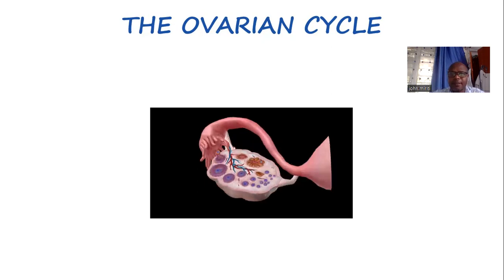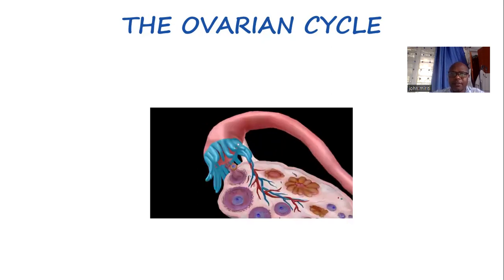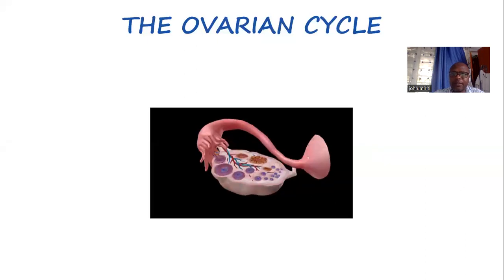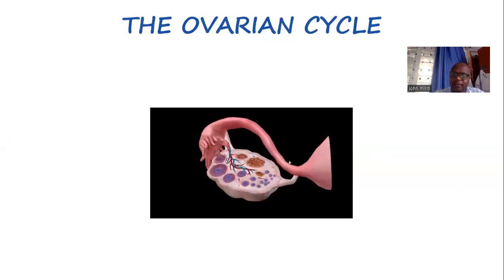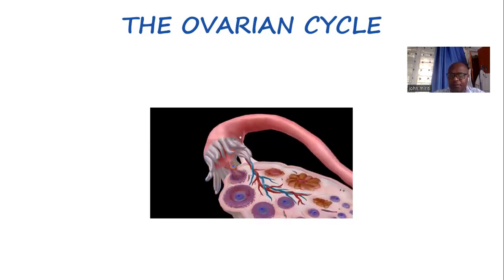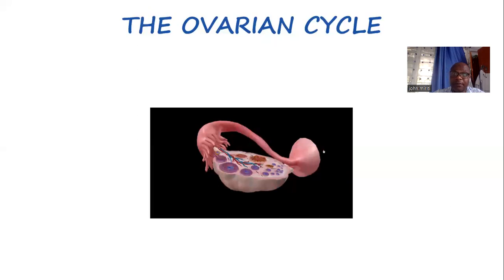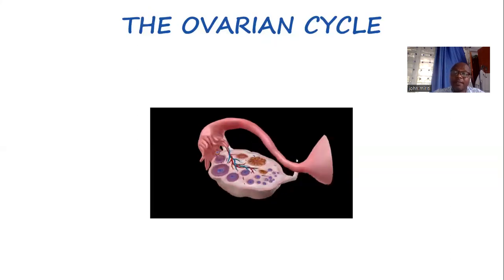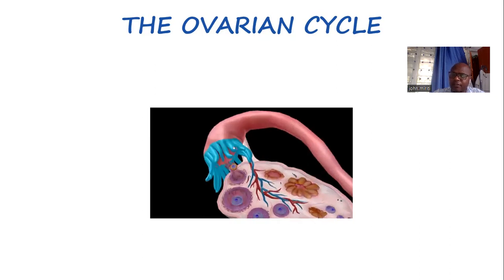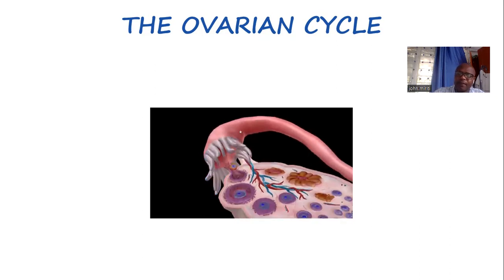Good. This is another discussion about reproductive health, and today's topic is the ovarian cycle. You understand that the ovarian cycle plays a big role in reproduction and making new human beings. It's the basis of reproductive health. If there is no ovarian cycle, then the process of reproduction can end there.